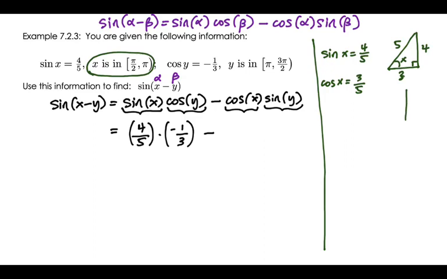So on your unit circle, being between pi over 2 and pi means that you're over here in quadrant 2. Okay, so they're just basically telling you that x is in quadrant 2. And I know that in quadrant 2, if I remember my mnemonic, sine is positive, but cosine has to be negative. So cosine isn't going to be 3/5, it's going to be negative 3/5.